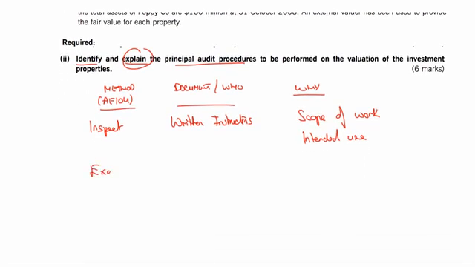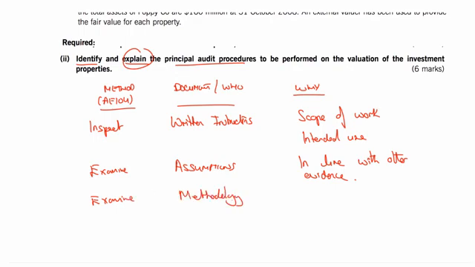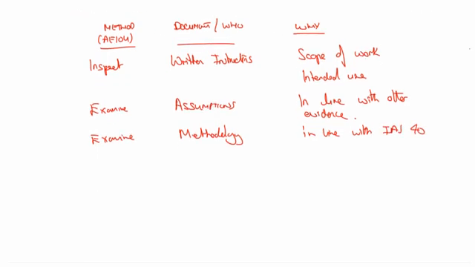We will examine the valuer's report, and we will examine the assumptions used in getting to this report. So when we look at those, we'll see if they are in line with other evidence, in line with our knowledge of the business. We will also examine the methodology that they used and ensure that it's in line with IAS 40, the way they value or suggest you should value investment properties.